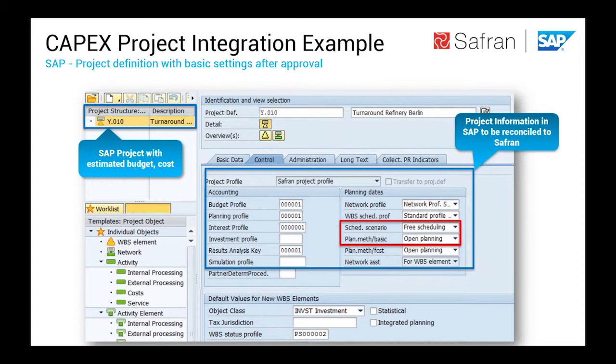So this would be the first look into this empty shell of a project. It was created as an outcome of a workflow approval. You have estimated budget and estimated costs, as you can see here on the left side, and also some preliminary settings for the project definition. As you can see here, you have your budget profile, a planning profile, and so forth. You also have some scheduling and plan settings, like free scheduling and open scheduling, so the system is open so that an external system can drive the schedule. Next slide, please.